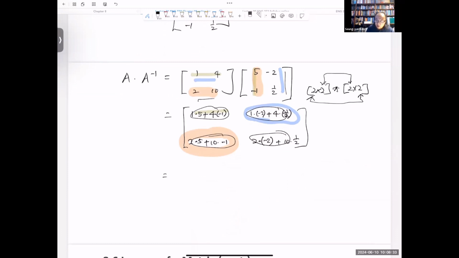That is 5 minus 4, which is 1. Negative 2 plus 2, 0. And 10 minus 10, 0. Negative 4 plus 5, 1. So it is. And if you do A inverse times A, we'll get the same answer.